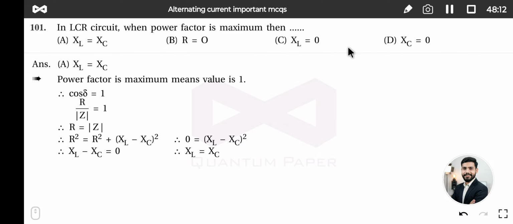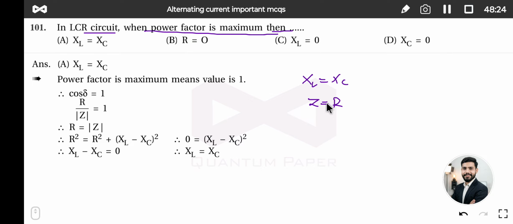Next question: in an LCR circuit, when power factor is maximum, then what is the condition? It is a straightforward result. Power factor is maximum whenever XL is equal to XC, or you can say whenever Z is equal to R, meaning in case of resonance. Otherwise this is the proof, you can go through it. So the correct answer is A, XL is equal to XC. In that case power factor is maximum. Look at the next one.